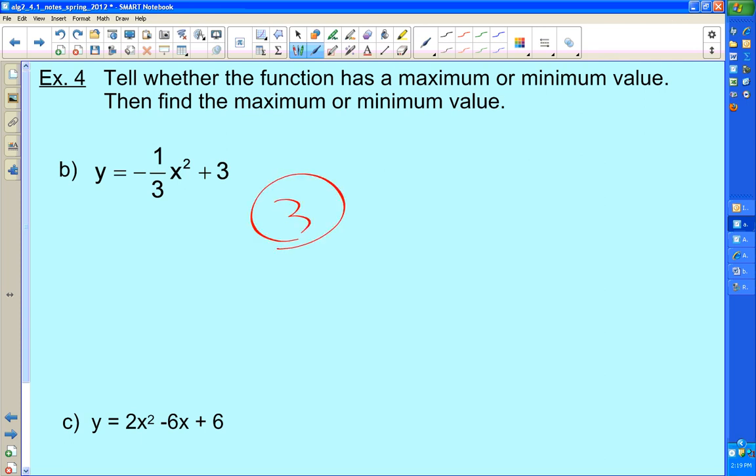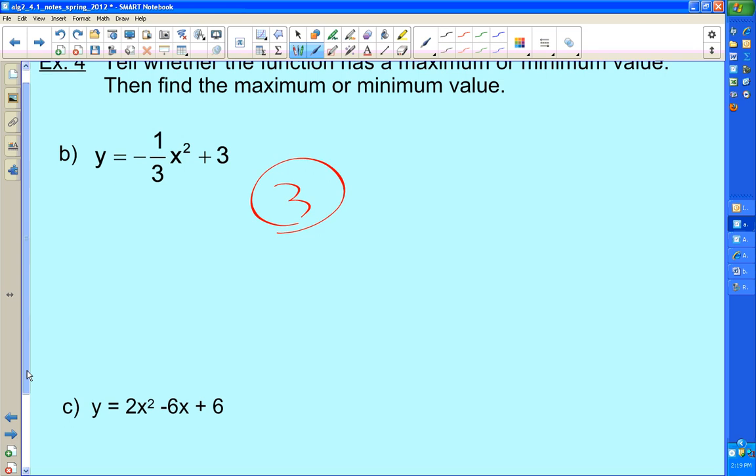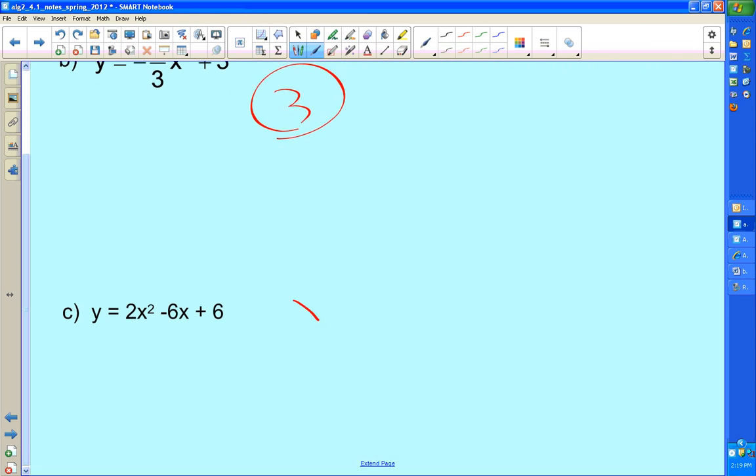Because b is 0, the vertex is at 0, 3. 3 is the biggest value we can get for y. Anything up higher, not going to happen. So is this a word problem? No, this is a no work problem, but this is not. So what we're going to need to do is find the x-coordinate of the vertex.